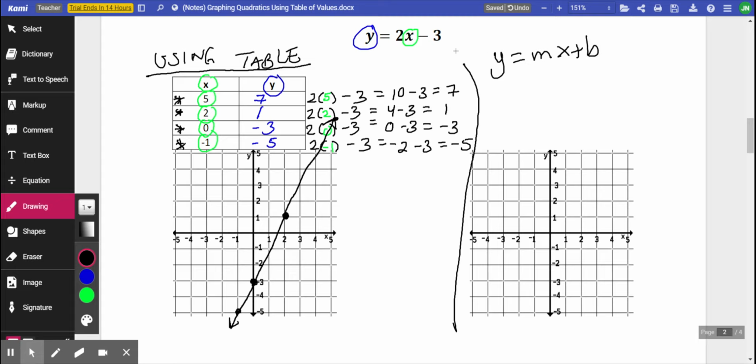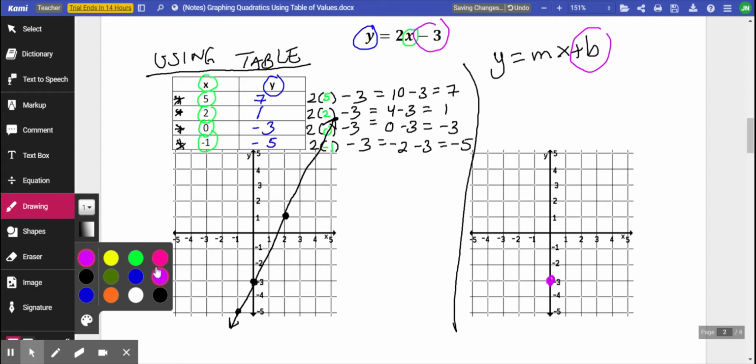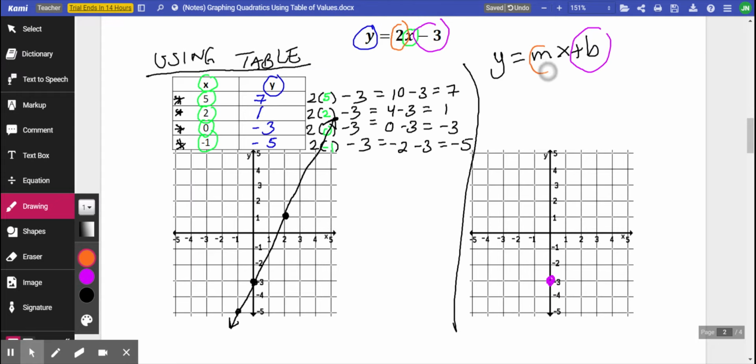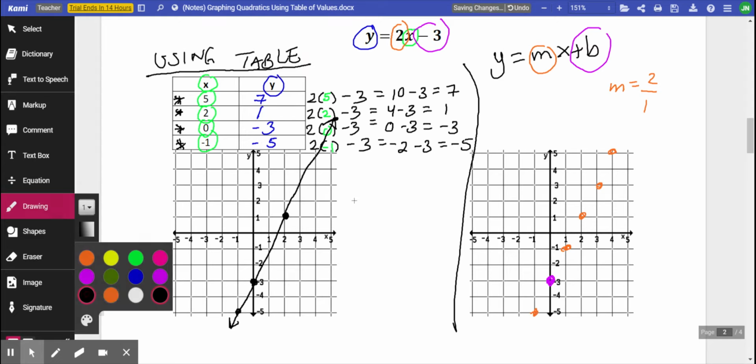So if you want to verify that equation real quick to see if it works, the b would be the y-intercept, which in this case is equal to negative 3. So we start at the negative 3 on the y-axis. The slope in this case would be the number that's in front of the x. So that m would be equal to 2, which is the same thing as 2 over 1. So we start at the negative 3, and we go up 2 to the right 1, up 2 to the right 1, over and over again. We can have as many points as we want, and it will still give us the same line.